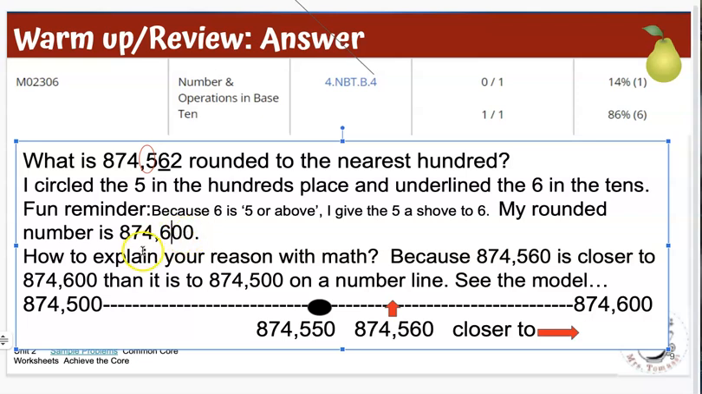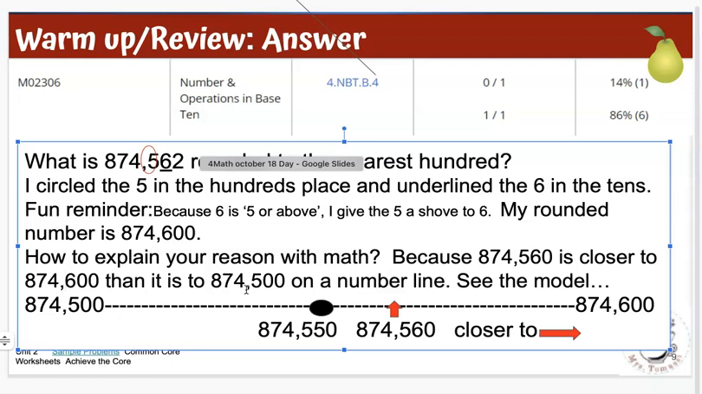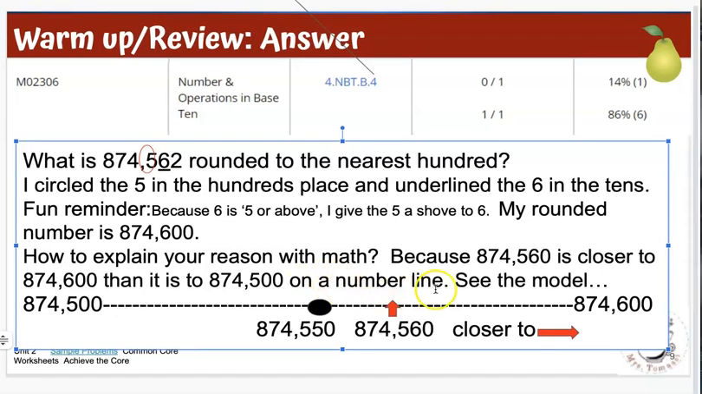But what if you had to explain your reasoning with math words? Well, here is my example. Because 874,562 is closer to 874,600 than it is to 874,500 on a number line. That's why I did that. So see the model. So here's my model right here.